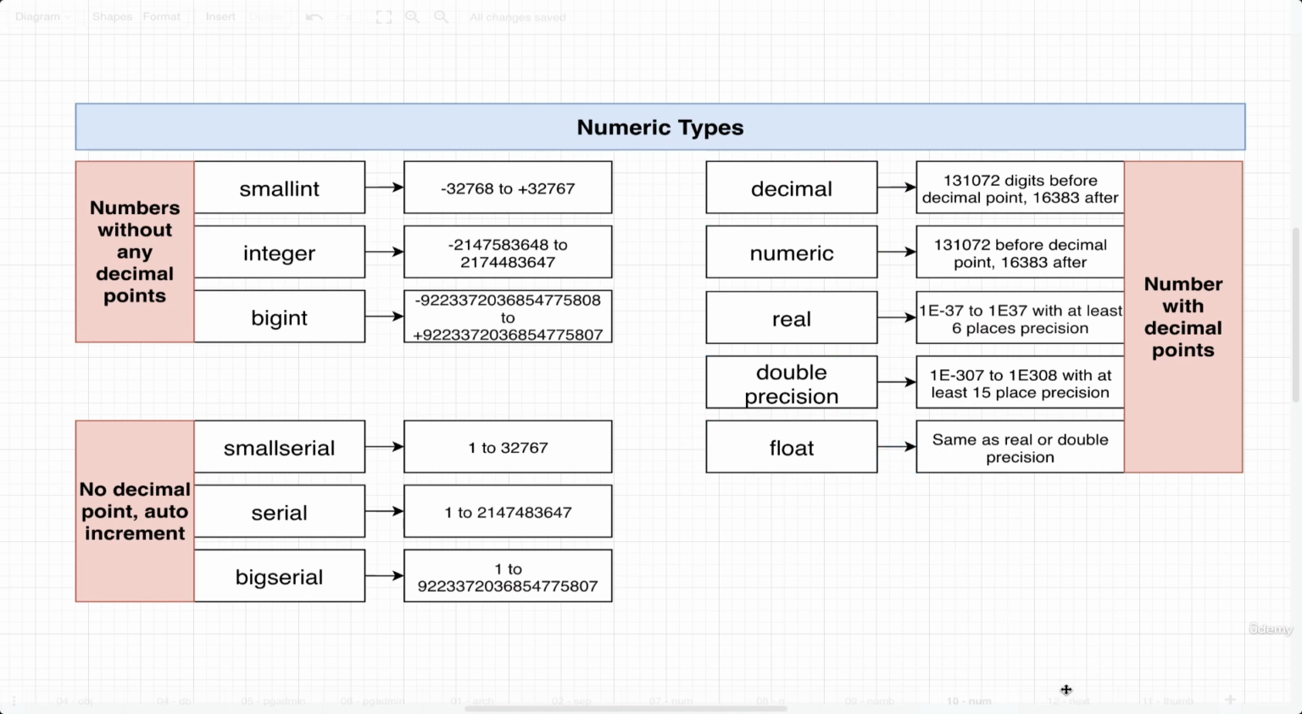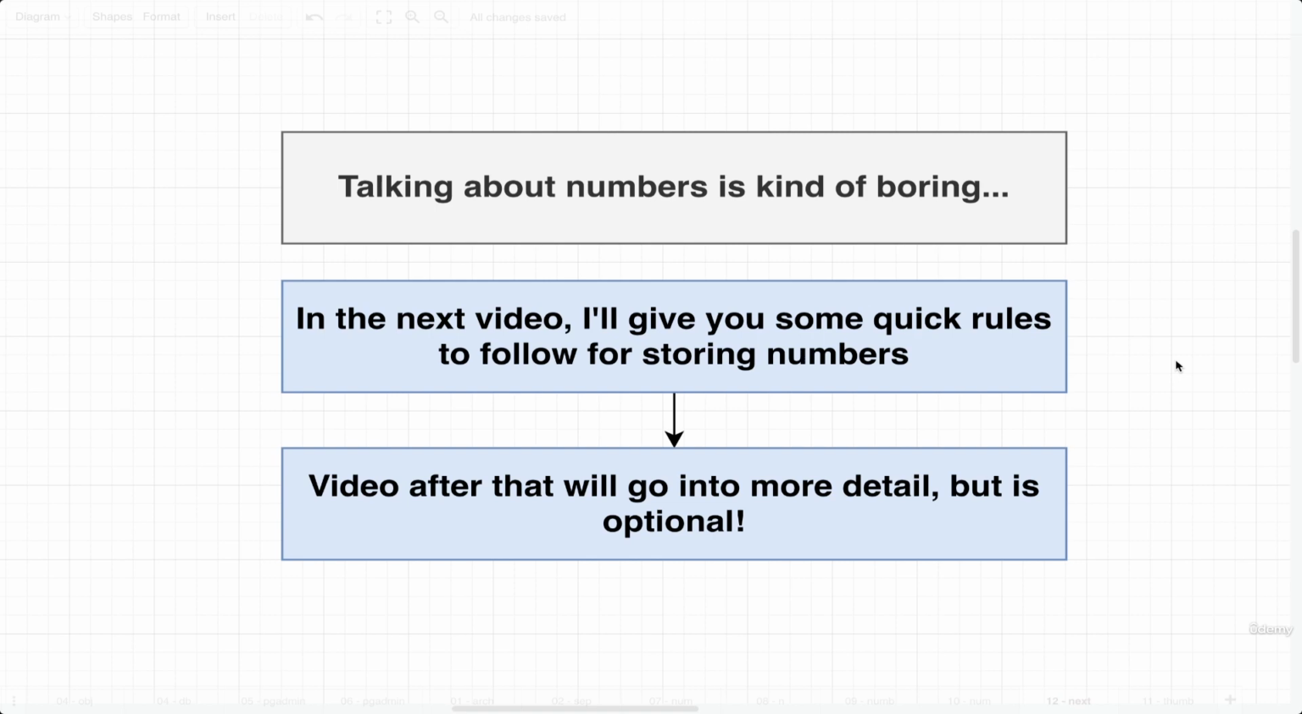Now, I've got to be totally honest with you. All this number stuff and number data types, kind of boring. You still have to know it, but it's kind of boring. So here's how we are going to tackle it. In the next video, I'm going to give you some quick rules to follow whenever you're trying to store numbers. So we're going to say, okay, if you're trying to store this kind of number, use this kind of data type. After that, we're going to go into more detail, but it will be an optional video. So if you find all this talk about numbers to be super dry and super boring, don't sweat it. Just watch the following video, which is hopefully going to be really quick. And then after that, if you're still interested in this topic, we'll go into more detail. So let's take a look at these next 2 videos in just a moment.